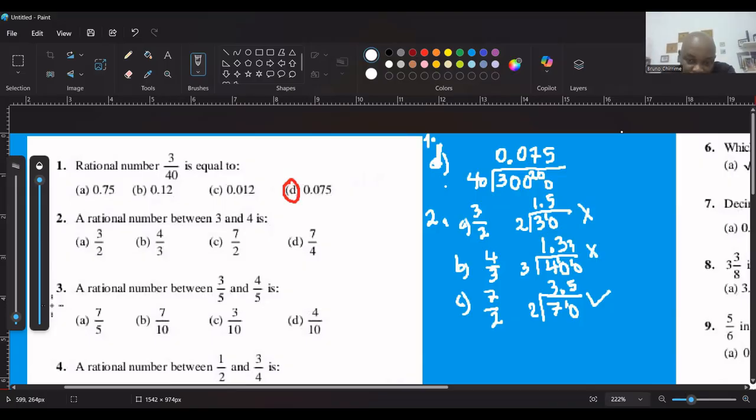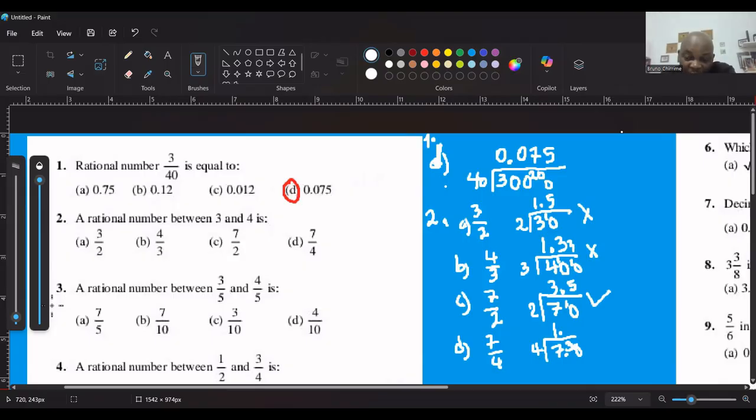What about C? Oh, I mean D. So 7 over 4. So we are dividing 7 by 4. 4 into 7 goes once. 1 times 4 is 4. Now 7 minus 4 is 3. Now we put a point here because it's no longer a digit. So it's 3 here and a 0, which is like 30.